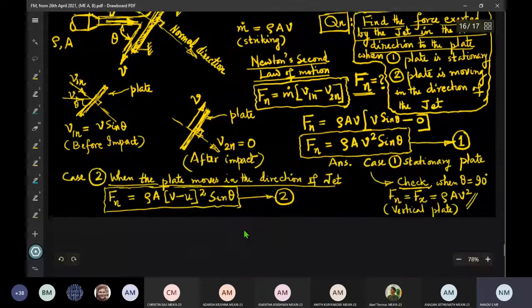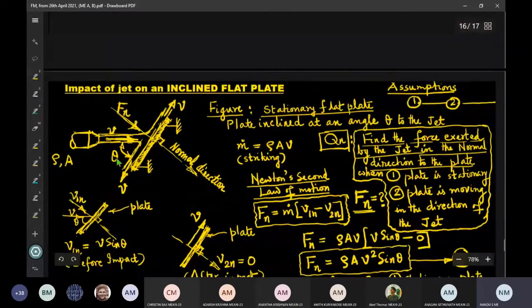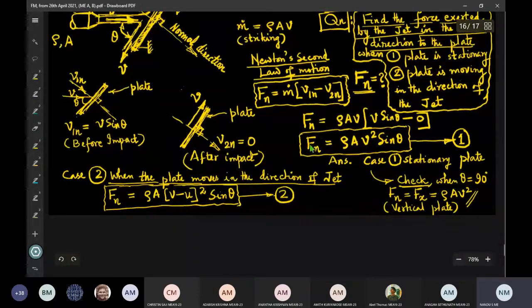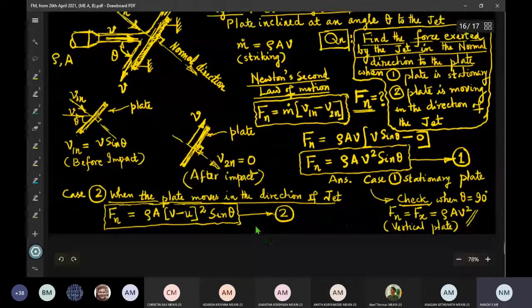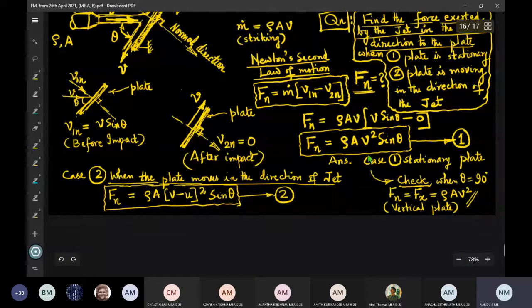Fn sin theta is Fx. In some cases you have to find Fx also. To find Fx, it is Fn sin theta. Fn already has a sin theta in the expression, rho A V square sin theta, multiplied by sin theta. So rho A V square into sin square theta will be the horizontal component of Fn. The vertical component of Fn is Fy, which will be downward, and that is Fn cos theta. So rho A V square sin theta cos theta. Please keep that also in mind.